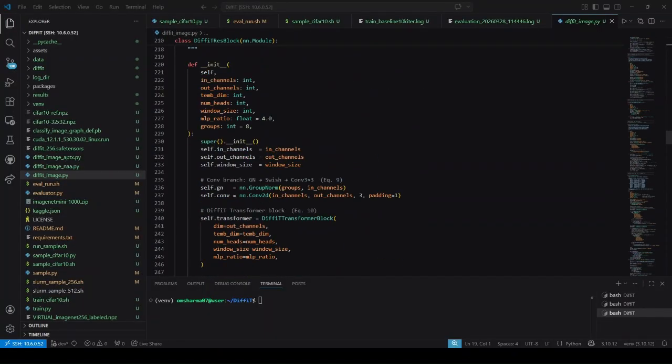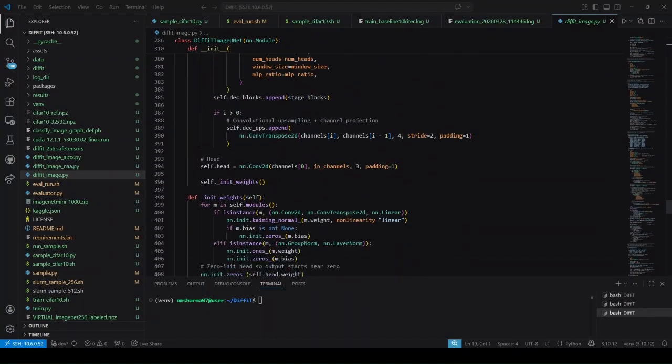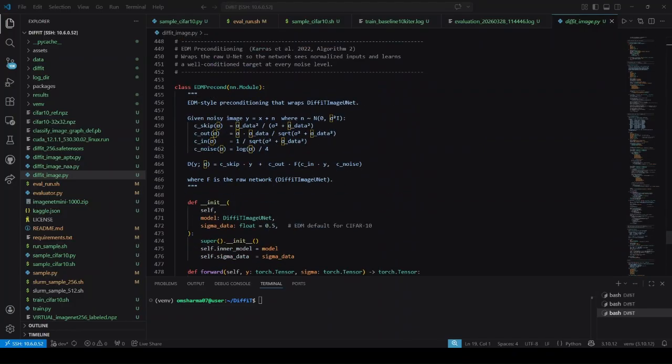After all this code, we wrap everything in the EDM precondition class implemented at the last. This is the preconditioning from the EDM paper by Karras et al. It normalizes the inputs and outputs so that the network sees well-conditioned targets at every noise level.